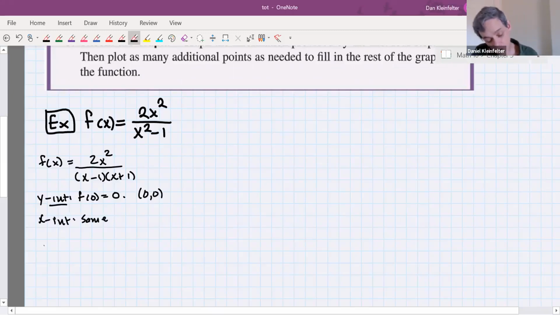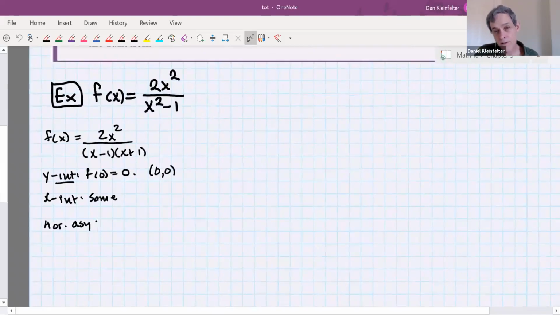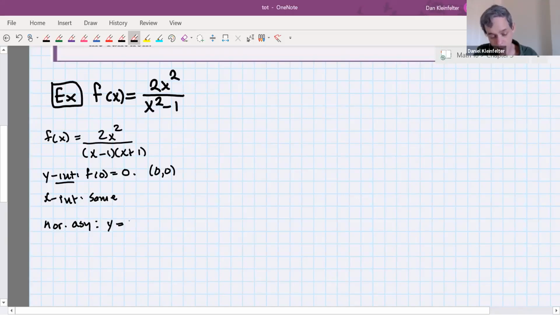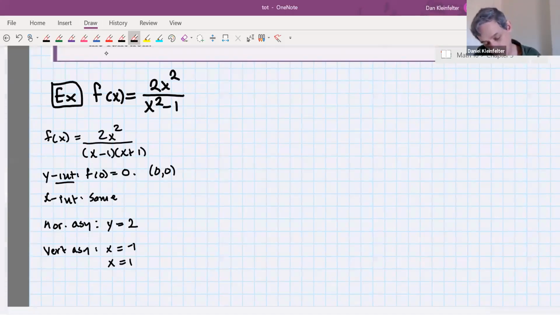So asymptotes. For the horizontal asymptote, comparing the degrees, they're both x squared in the numerator and denominator, and so that will be 2/1. So y equals 2 by comparing those degrees of the numerator and denominator. The vertical asymptotes will come from the zeros of the denominator, so that will be at x equals 1 and x equals -1. So we have enough to start drawing this.